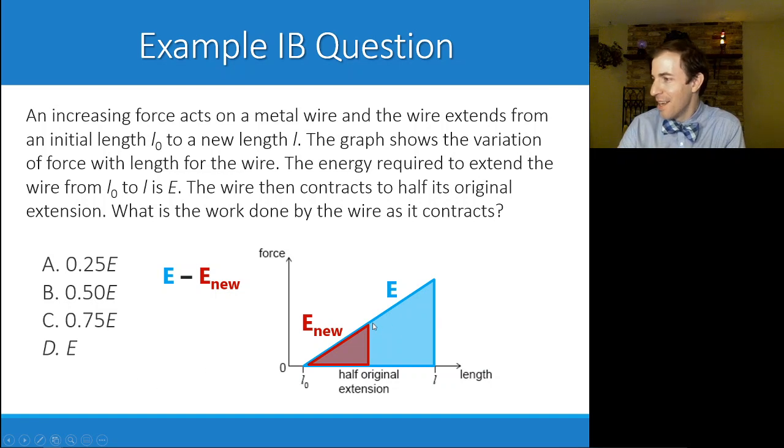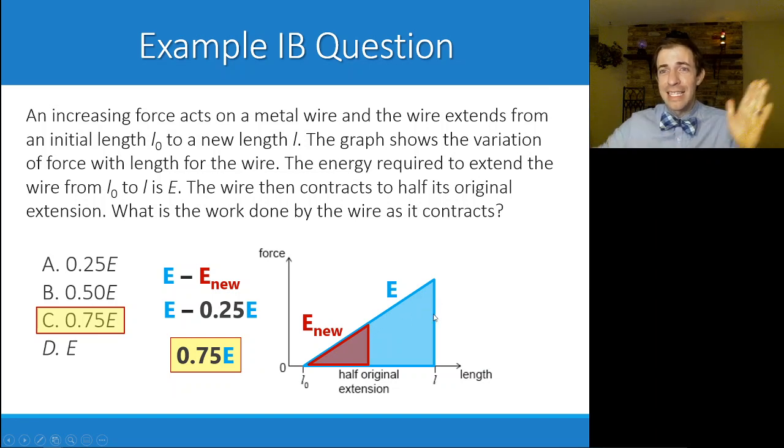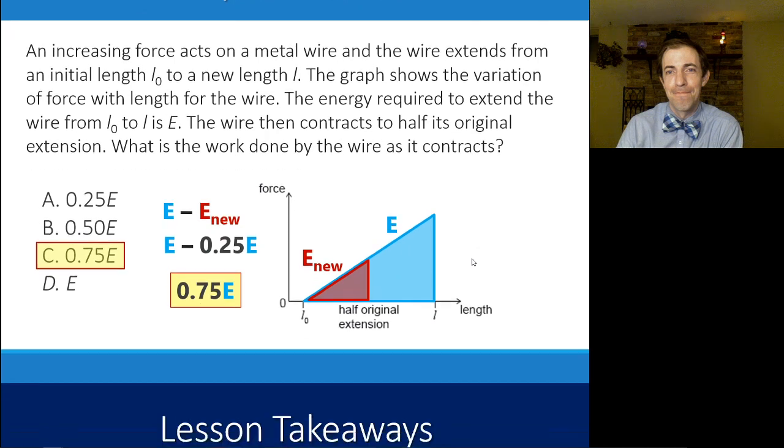Well, we don't have any numbers here for our force, but you can look generally at what this triangle would look like. If I have half the base and half the height, I have a quarter of the overall energy. So really, this is like saying E minus 0.25 E, which results in 0.75 E. So 75% of the energy is lost in compressing this halfway, which means that is the work being done by the wire to remove that energy from the system.